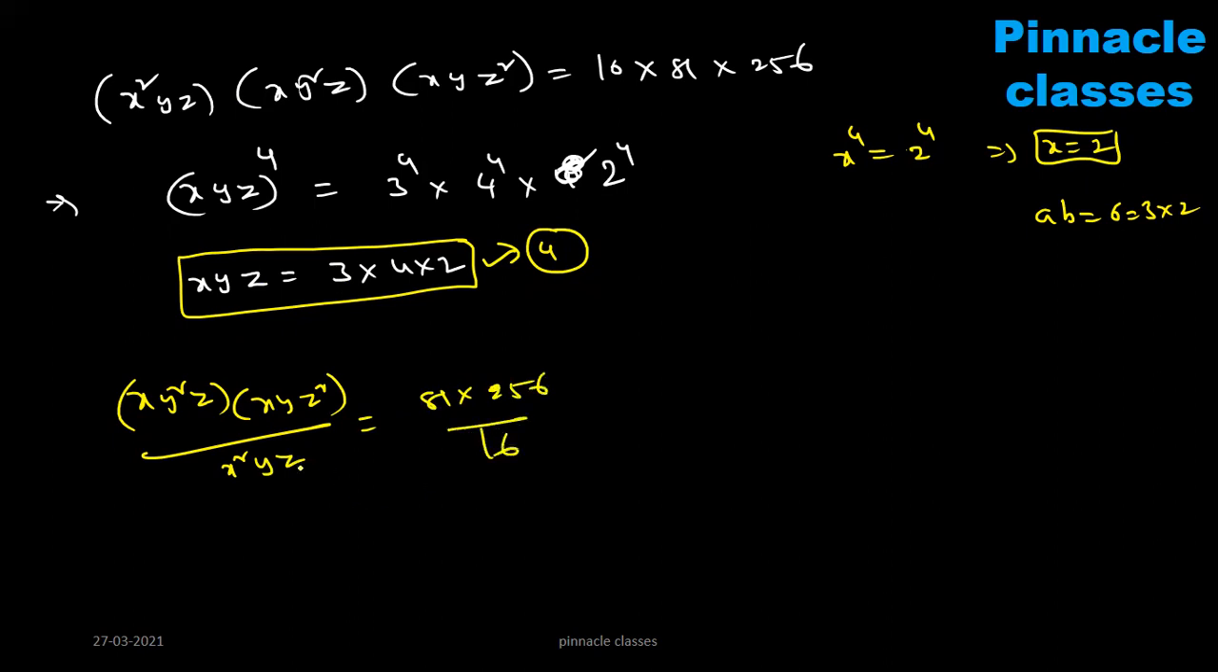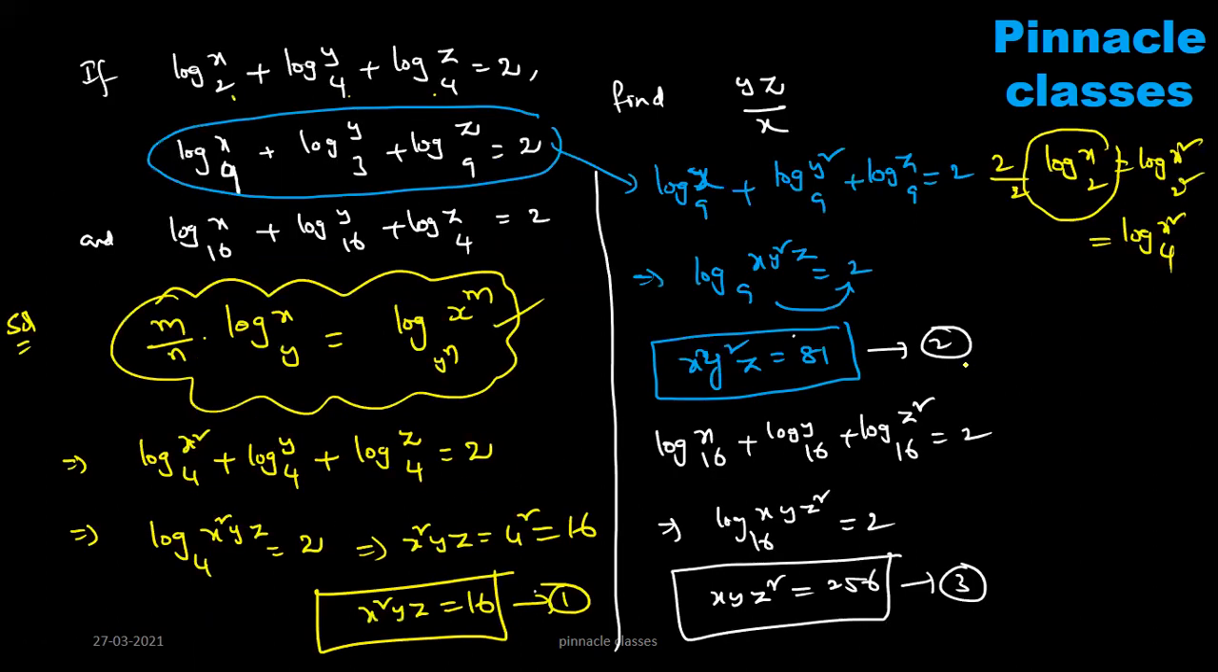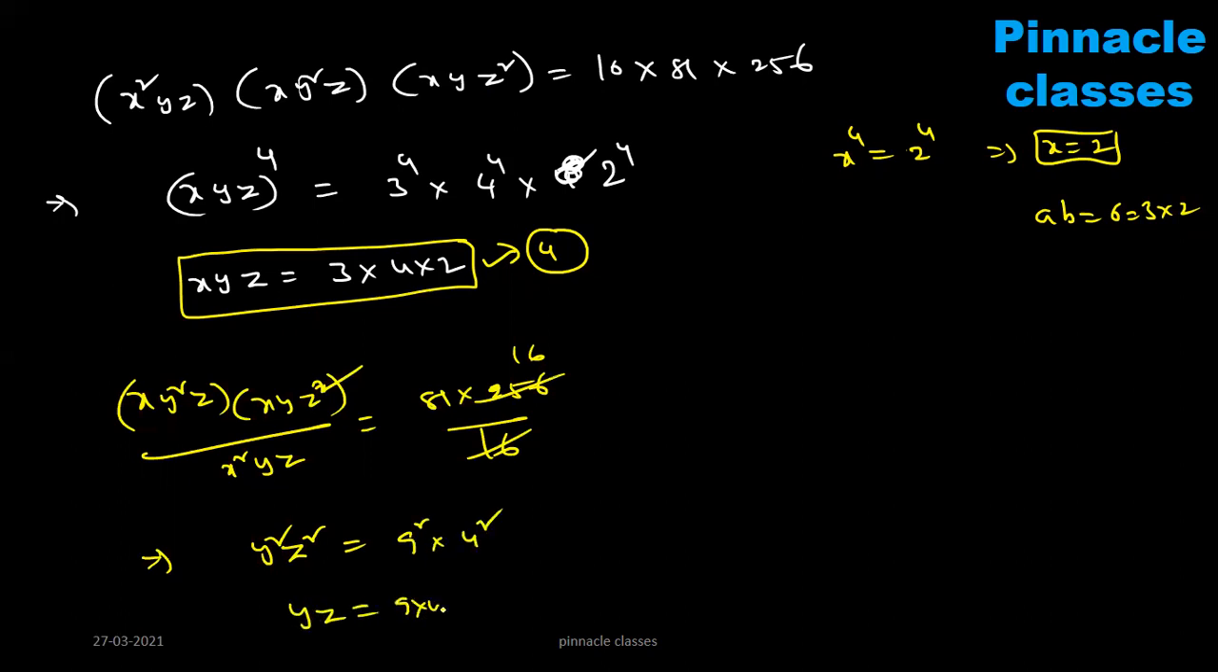Multiplying equation 2 and 3, then divide with equation 1. What is the result coming? X square cancel. Y cube by y means y square. Z square. 16 z. That means 81 means 9 square, 4 square. Yz is how much? 9 into 4. That's all.